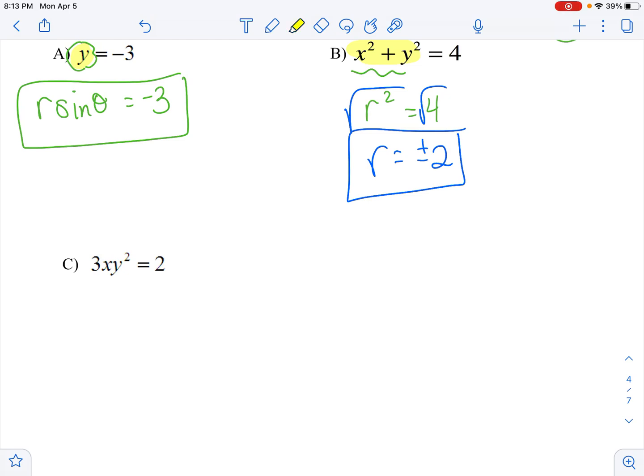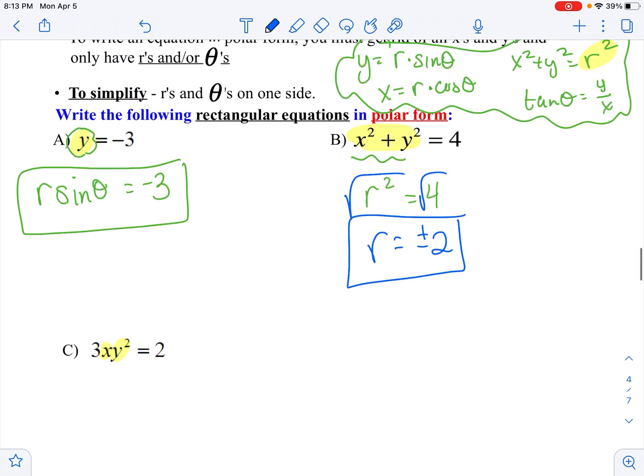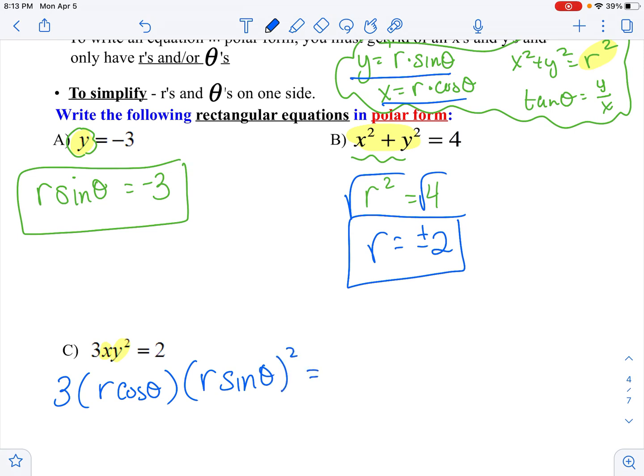All right, last one. Again, we've got to get rid of the x and we've got to get rid of the y. So all we're going to do here is plug in using those y equals r sine theta and x equals r cosine theta formulas. So here I get 3, and instead of x, I'm going to write r cosine theta. Instead of y, I'm going to write r sine theta, but don't forget I've got to square that, and that's going to be equal to 2.